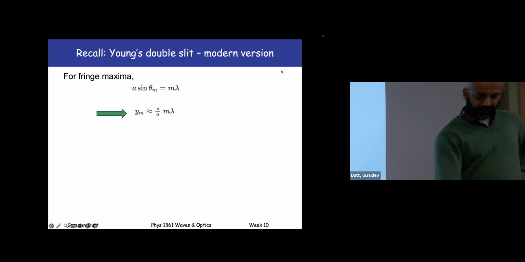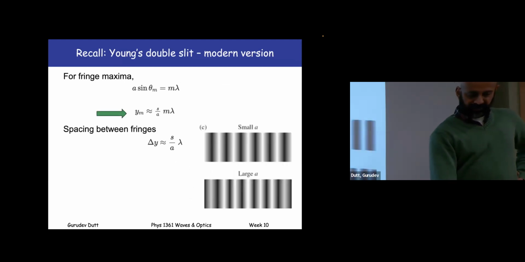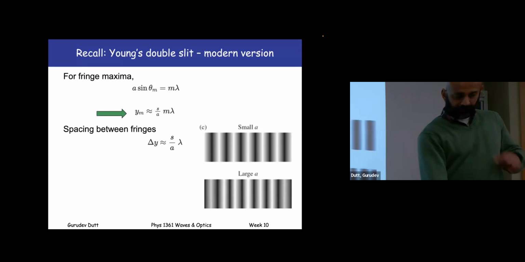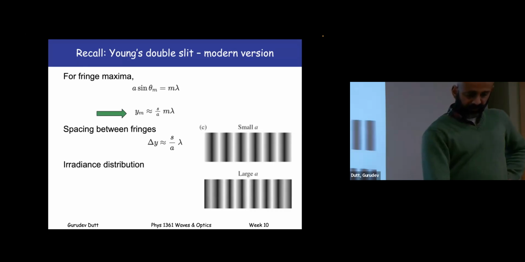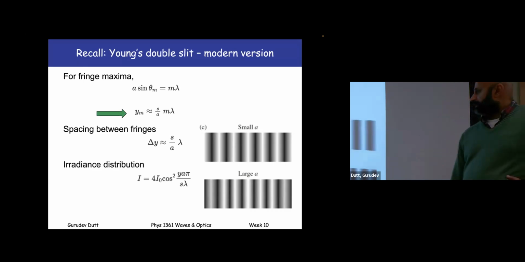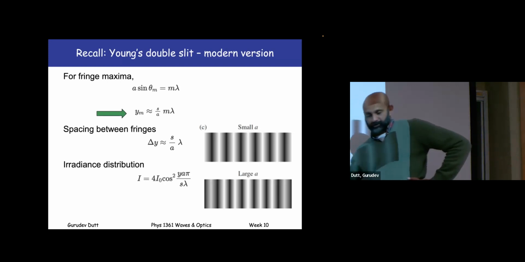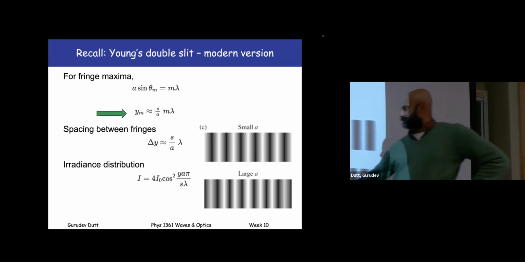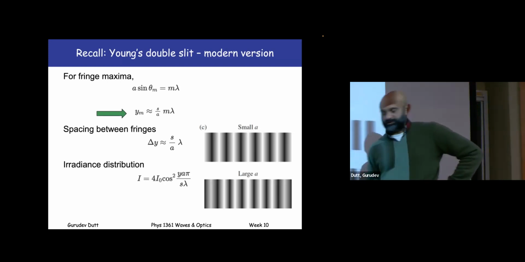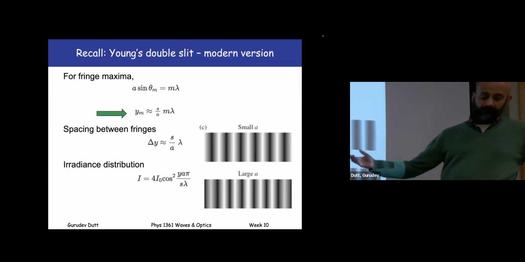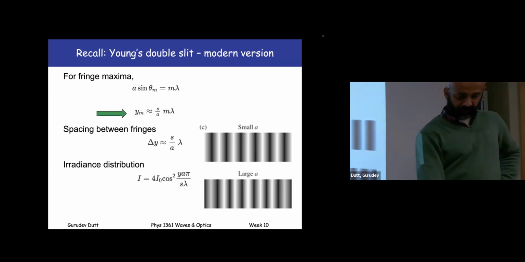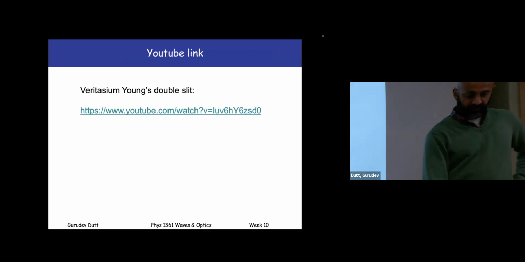Again, I'm just going through, we derived the spacing between the fringes, we derived the conditions for the fringe maxima, and we pointed out the irradiance distribution just follows a standard interference distribution, except with delta, the phase difference, now replaced by the expression for the path length difference here, 2 pi over lambda times the path length difference. Okay, why not?